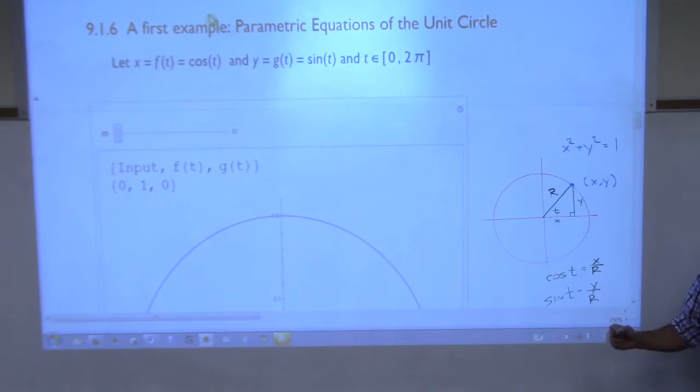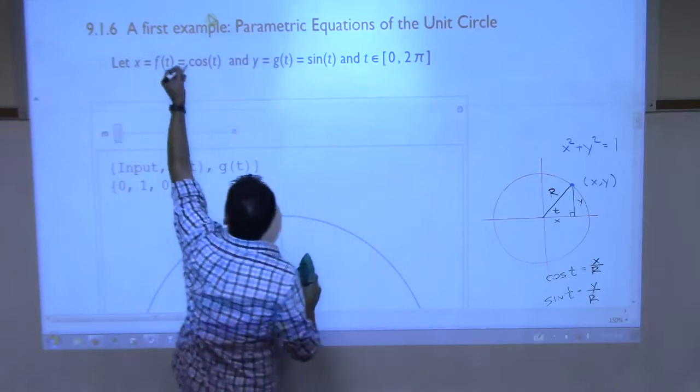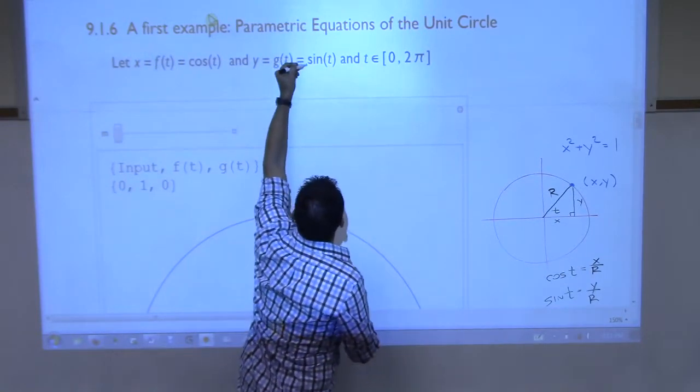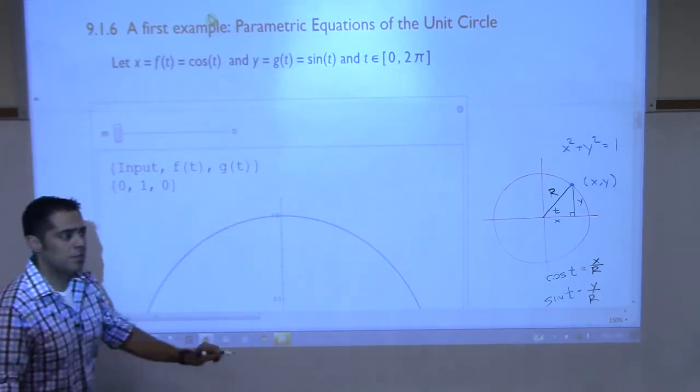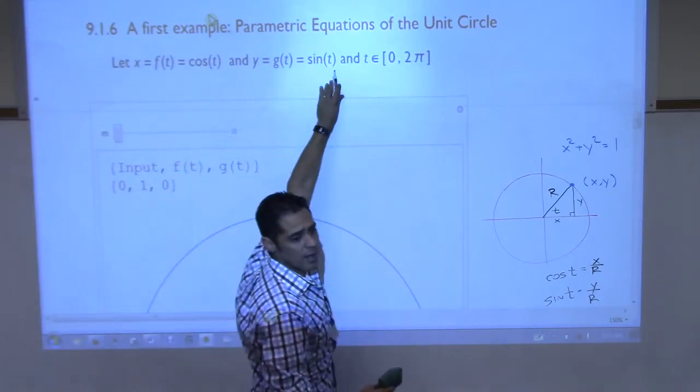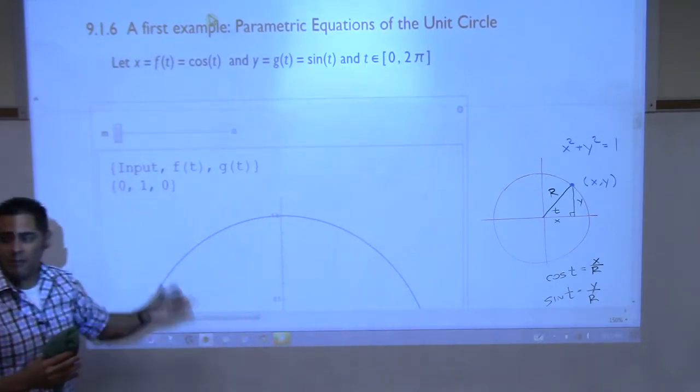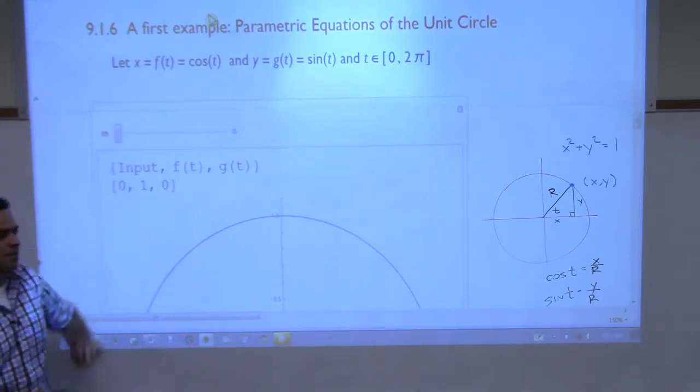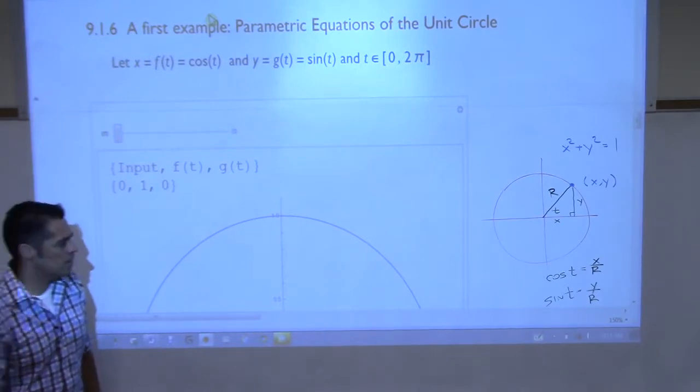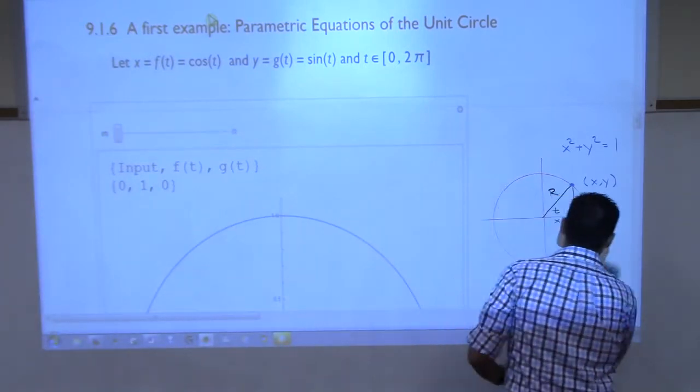Make sense? So this could be arbitrary. Really, there's a 1 in front of this and a 1 in front of this. But if this circle had a radius of 2, it would be 2 cosine t, 2 sine t. If the radius was 1/2, it would be 1/2 cosine t, 1/2 sine t. Make sense? Yeah. Okay.